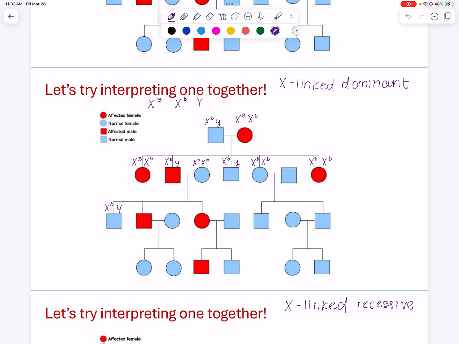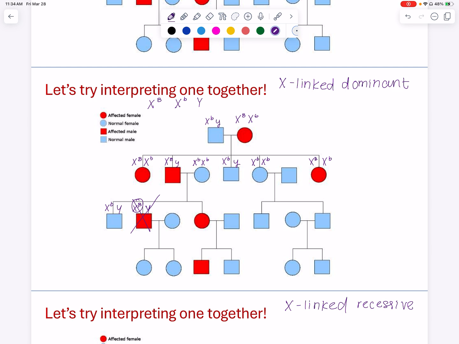So that checks out. But now we run into an issue. We see that this male right here is affected. We know that they have a Y from dad, but the mom doesn't have a big B to donate, because we know that this must have been their genotype were this the case. But that is entirely impossible, because this big B couldn't have come from dad and it couldn't have come from mom.